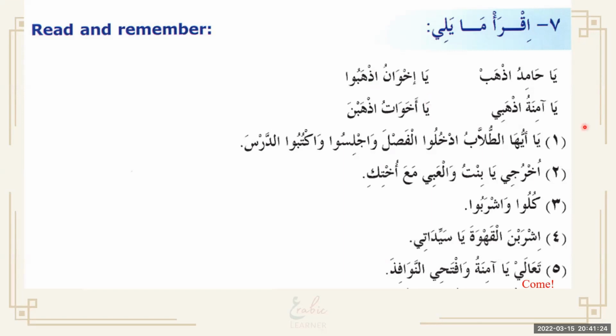Ya aminatu idhabi. I'm saying idhabi separately just for the sake of explanation. Otherwise you say ya aminatu idhabi, without pronouncing Hamzatul Wasl. You are ordering Amina, who is the second person, anti, so it will be idhabi. Ya akhawatu idhabna. That's how you will say it. Is it clear?